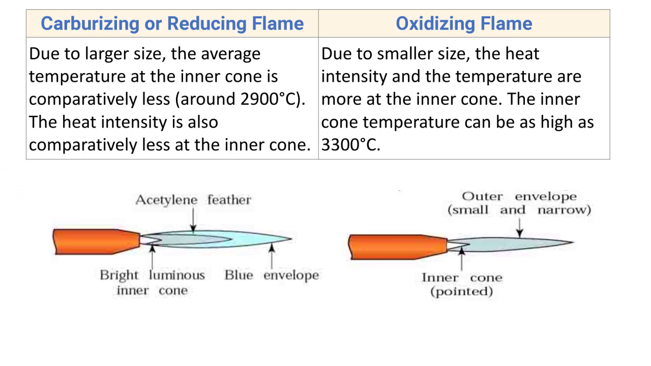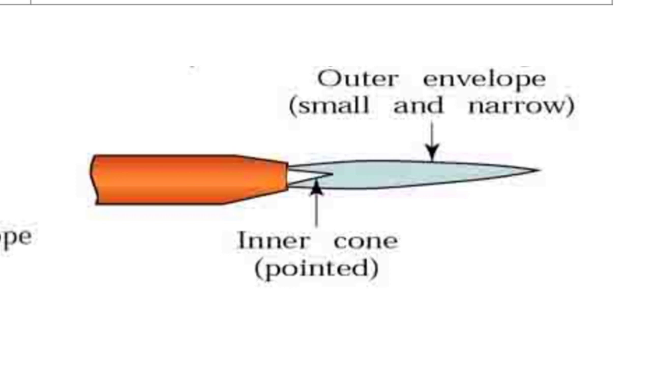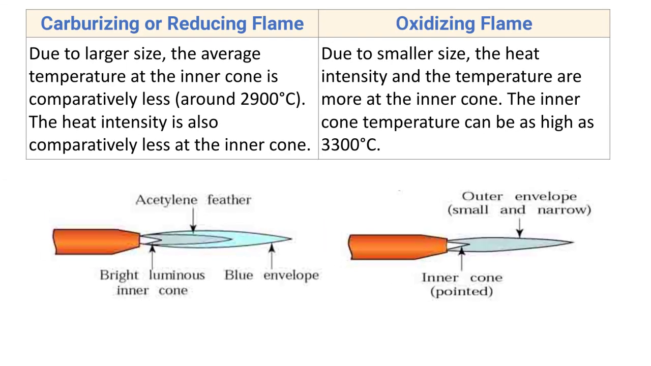Due to smaller size, the heat intensity and the temperature are more at the inner cone. The inner temperature can be as high as 3300 degrees Celsius. Here you can see the oxidizing flame, which consists of a pointed cone, and due to complete combustion of the gaseous fuel, the temperature is around 3300 degrees Celsius, and its intensity is also comparatively higher than the carburizing flame.